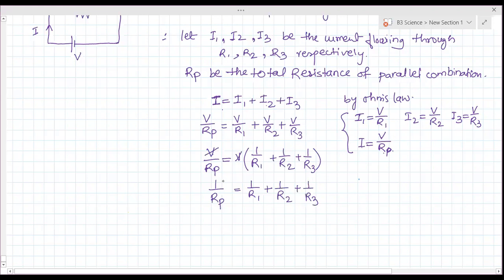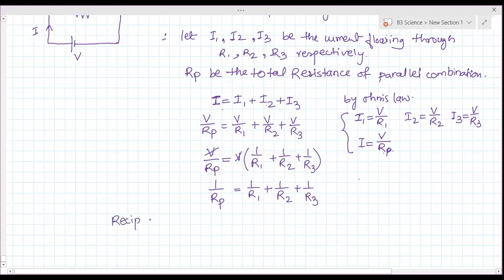So we can calculate the total resistance. The reciprocal of total resistance is equal to the sum of reciprocals of individual resistances. Clear? Yes, ma'am.